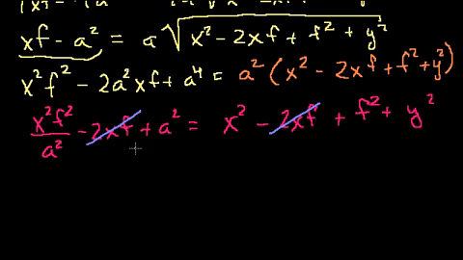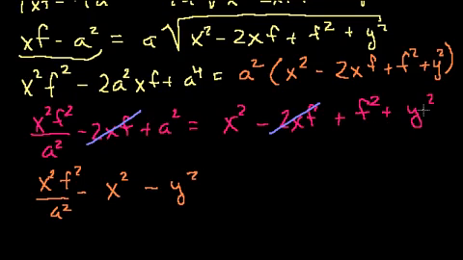And let's see. What we could do is subtract this x squared from this. So you get, let me rewrite it, x squared f squared over a squared minus x squared. And let's bring this y to this side of the equation too, so minus y squared. That's all I did, I just brought that to that side. And I know I'm kind of skipping a couple of steps, but I don't want to take too long. Let's take this a and put it on that side of the equation.